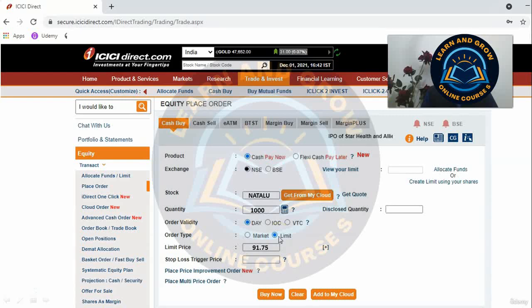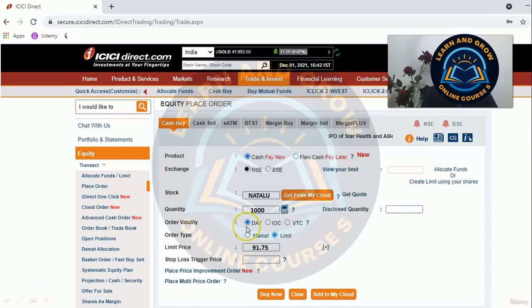What is the difference? If I click on the market order and then proceed further, my order will immediately get executed at whatever is the prevalent market price at that particular time. Immediately the order will get executed if there is somebody to sell at the prevalent market price. But I don't want to buy at the prevalent market price. I want to put my own limit. So I select here the limit of 91.75. I'll explain this a moment later.